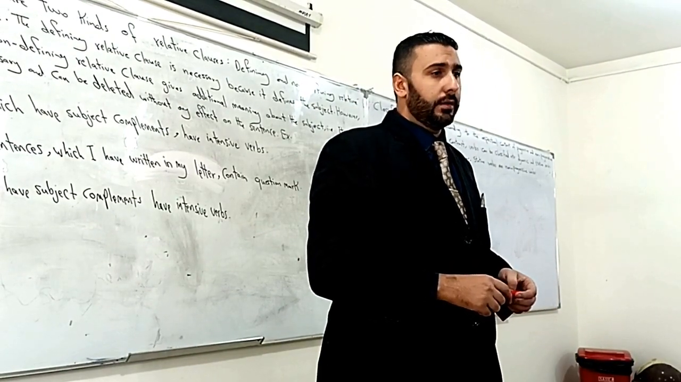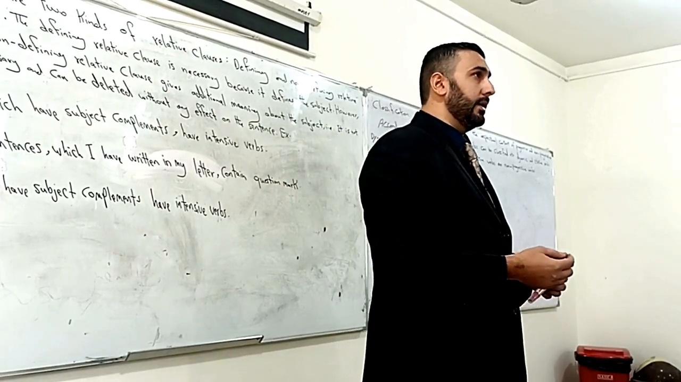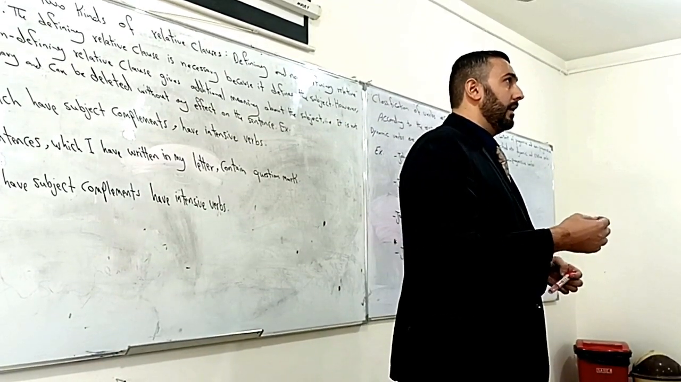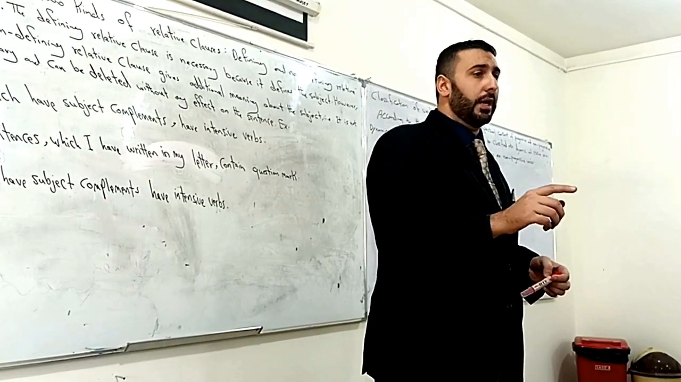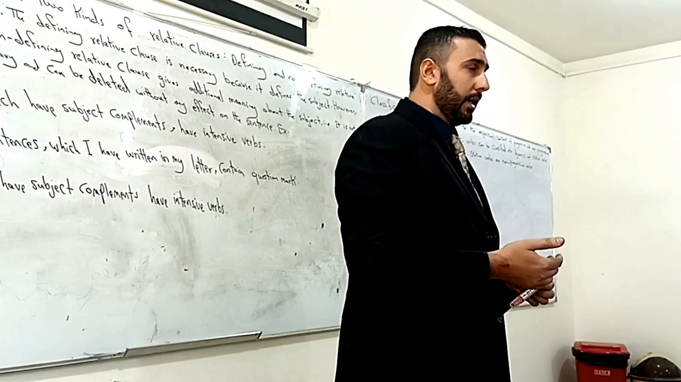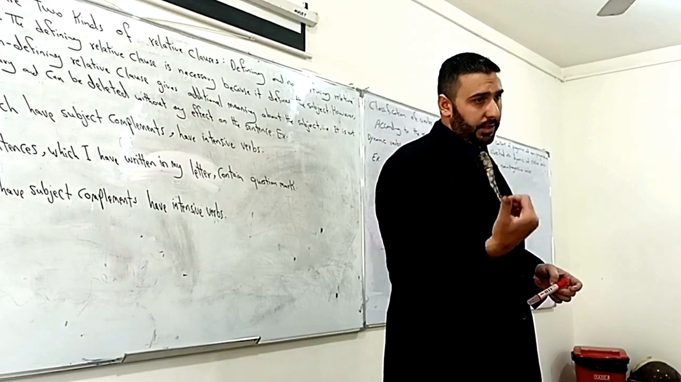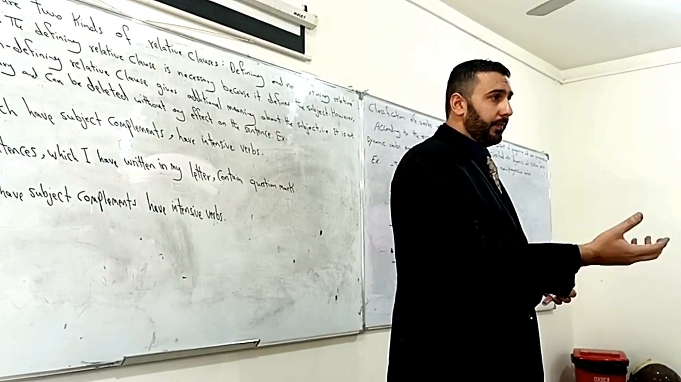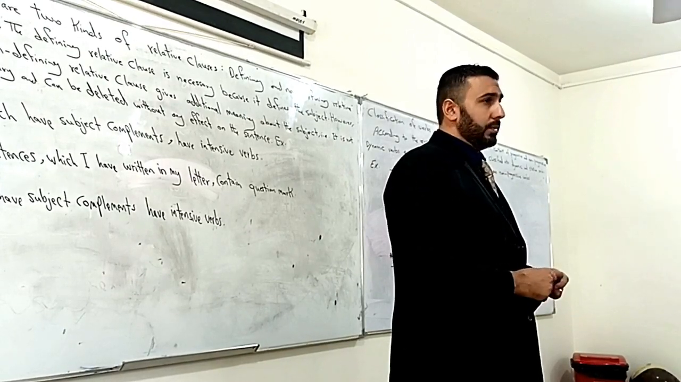Ali sent a message to me. That's right. So here the indirect object is after the direct object. And we can say Ali sends me a message. So in this case the indirect object precedes the direct object.